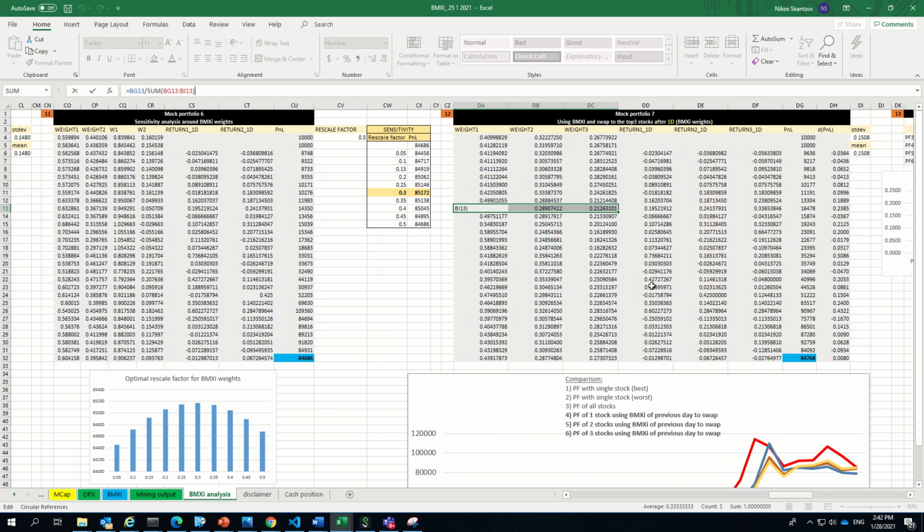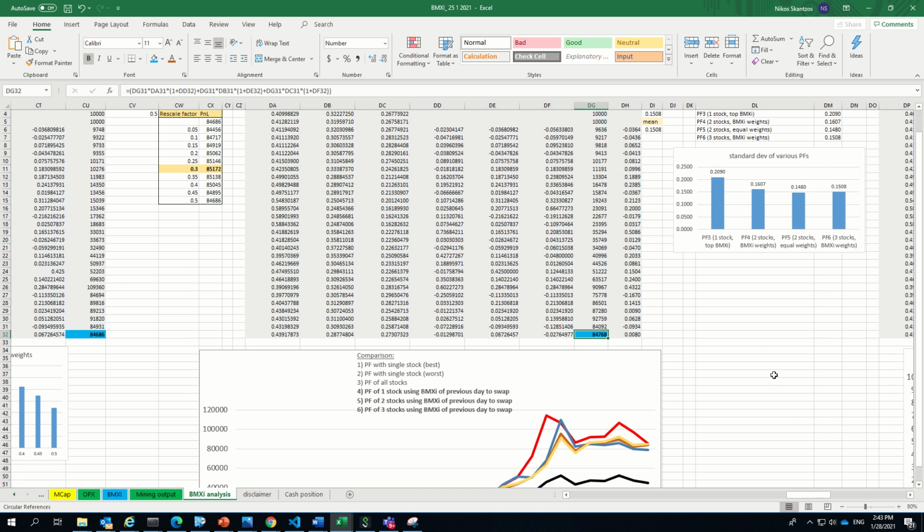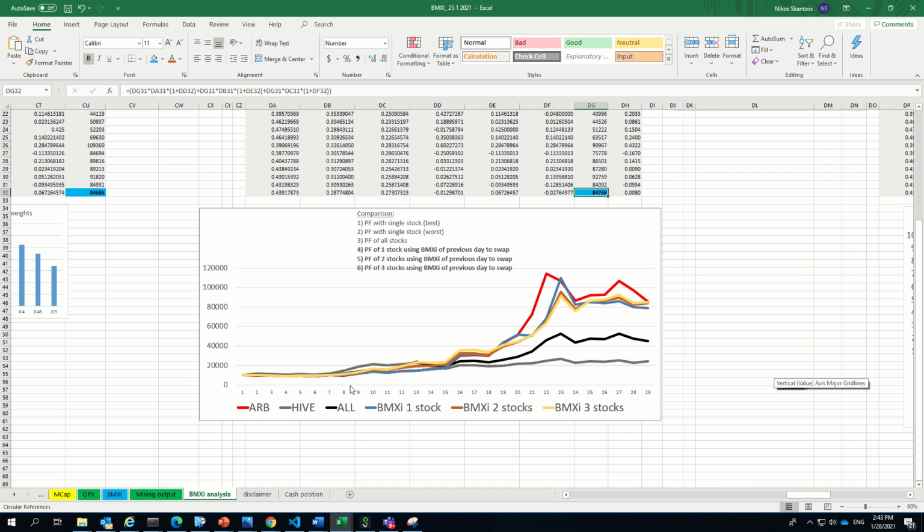So I'm using the first stock to weight it more. So I do the same. I compound, and the question is, where will I end up? With three stocks, I end up in 84, not a great difference. And the graph looks a bit like that.